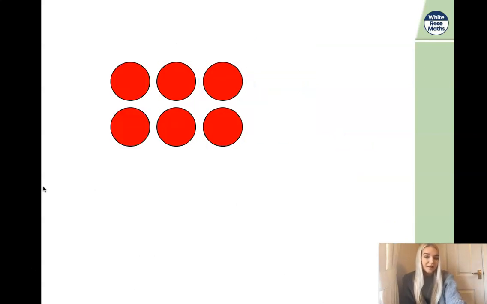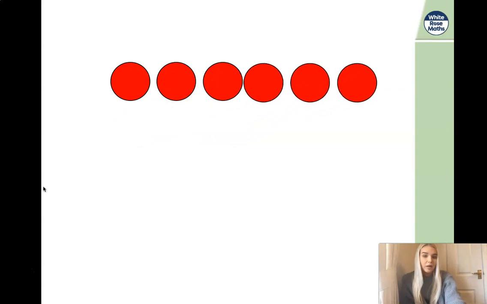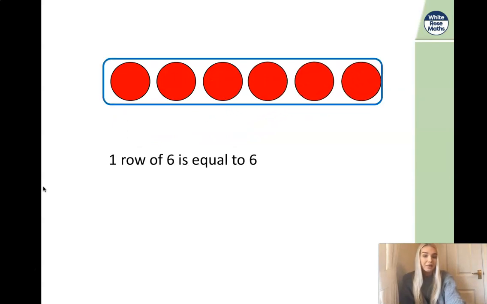Okay, so we've got the same array here. We're going to try and find some more factors of 6 now. We're going to organise the array in a different way. And we have organised it so we are looking at the row. And we can see that 1 row of 6 is equal to 6. That is the same as 1 multiplied by 6 equals 6.